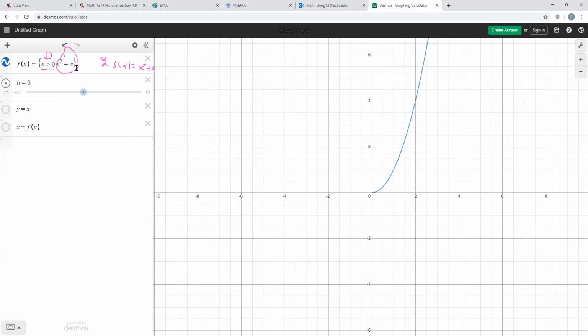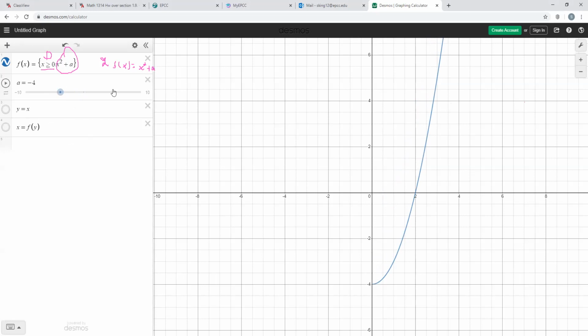A represents the vertical shift. So right now A is at 0, but as we move it, you notice the graph is going up. And same if we go to negative A values, it's a vertical shift. So now it's down whatever this number is, negative 3.1 or something, or negative 4. So then this graph right now would be x squared plus negative 4, or just x squared minus 4.